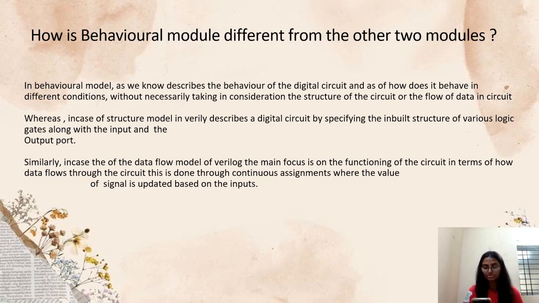Software engineering. In software engineering, behavioral models are used to describe the behavior of software systems, including how they respond to user interactions and input data. This helps developers design software with the desired functionalities and performance characteristics. Hardware design. In hardware design, especially in digital systems, behavioral models are used to describe the behavior of electronic circuits and systems. This includes specifying how digital components interact and how signals propagate through the system.